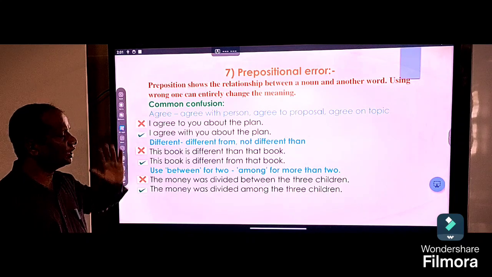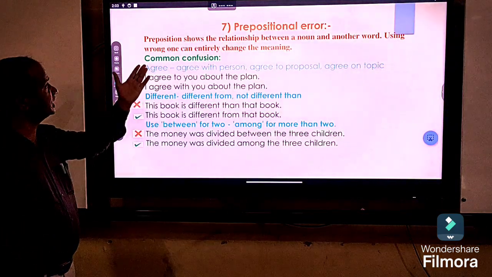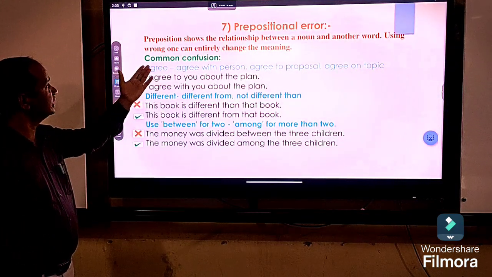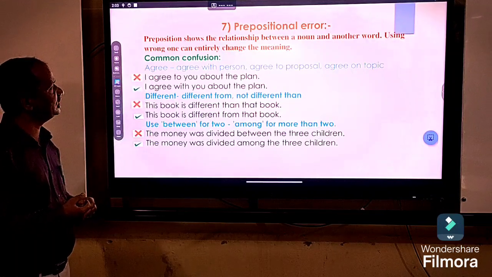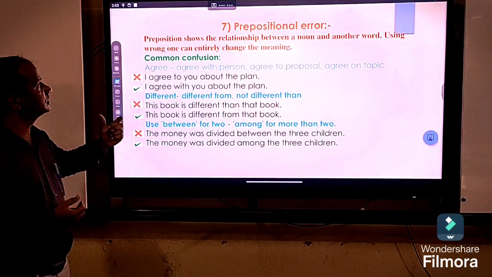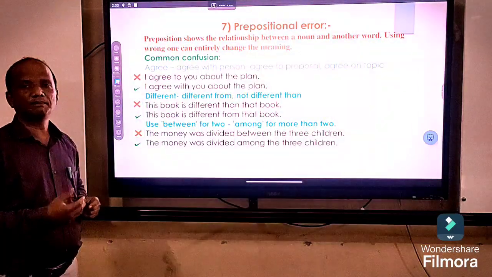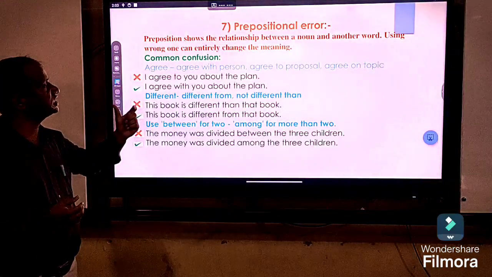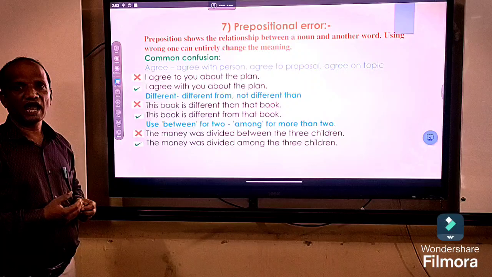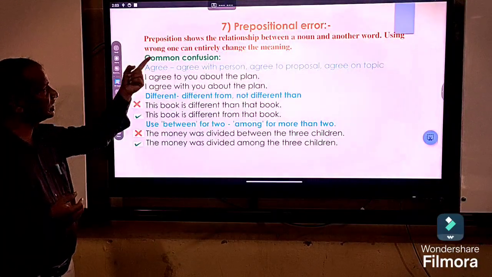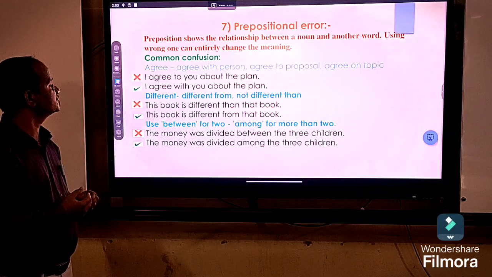So in order to avoid prepositional error: a preposition shows the relationship between a noun and another word. Using the wrong one can entirely change the meaning. But sometimes in sentences the prepositions are wrongly used, or sometimes unnecessarily used, and whenever such things happen, this error occurs. Here I have stated some common confusions regarding prepositions.